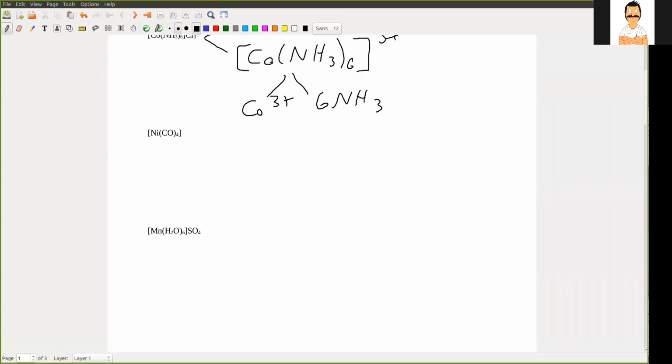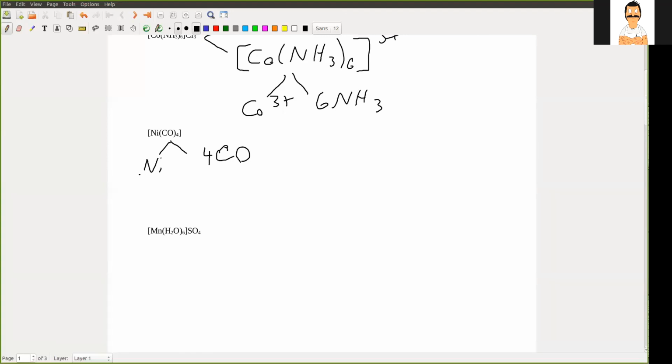This next one is a neutral coordination compound, so we can just split it up directly. There's 4 carbon monoxides and a nickel. Now, carbon monoxide does not lend a charge to anything. It's a neutral species. So the nickel is also neutral, and so the oxidation number on nickel would be 0.